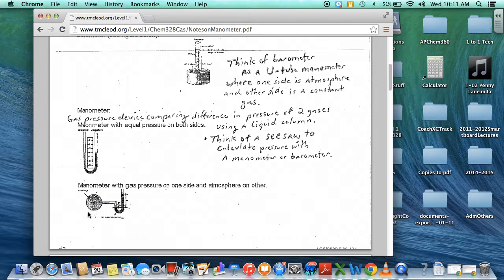What you can do with a U-tube manometer is stick a gas on one side and have the other open to atmospheric pressure, and then you can look at the differences between these two sides to figure out what the pressure of the gas in the container is.